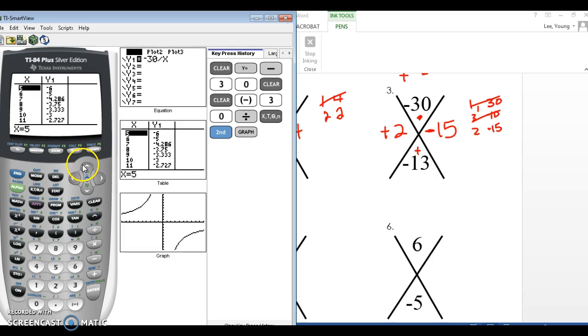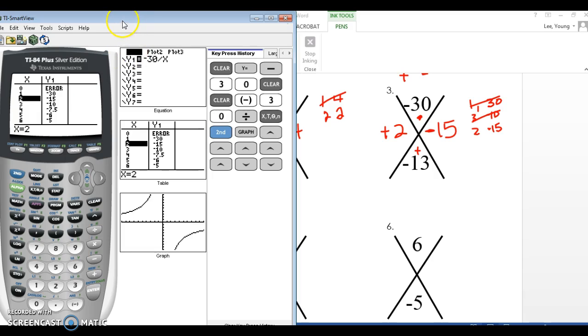Then what you see is all the possible factors starting from 1. So 1 and negative 30. You can check to see if they add up to negative 13. 1 minus 30 is not negative 13, so you can skip that. Move on to the next one. 2 and negative 15. Do they add up to negative 13? There you go. So that's the easier way of checking, taking the numbers.